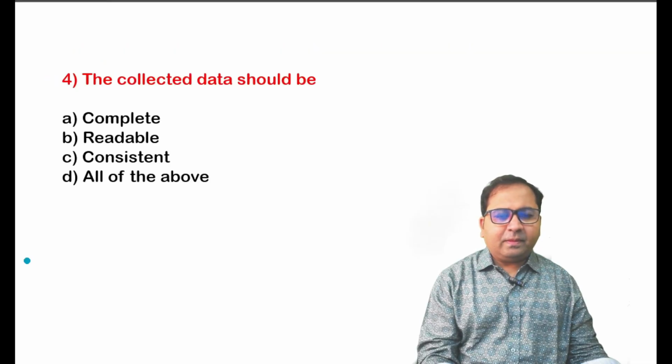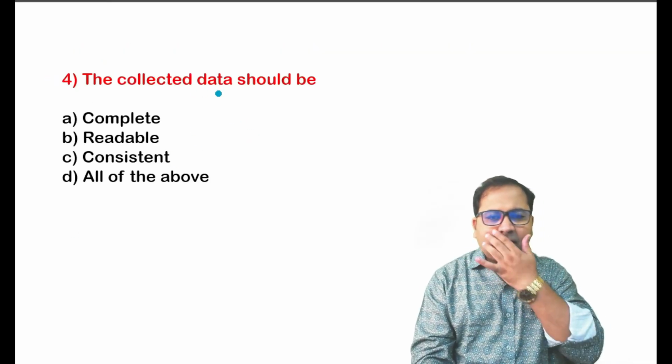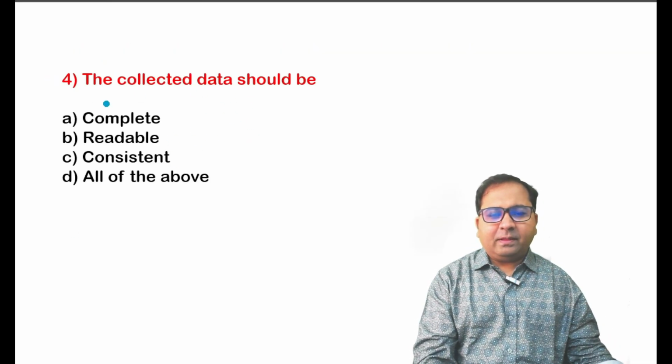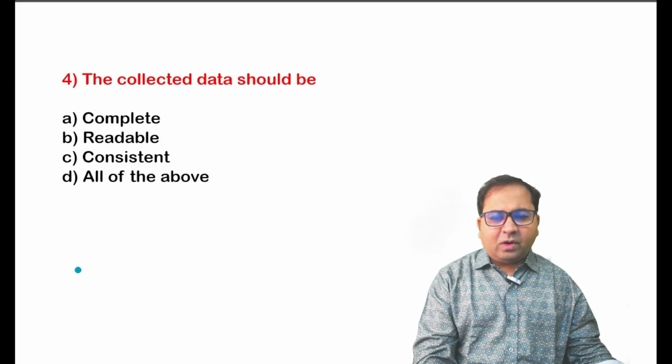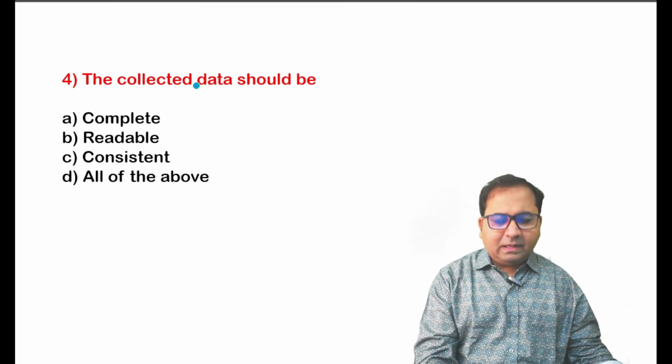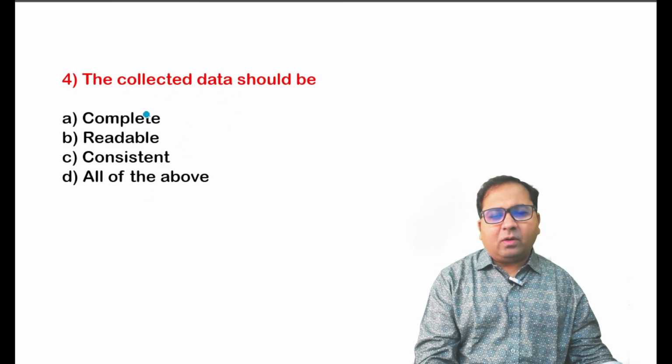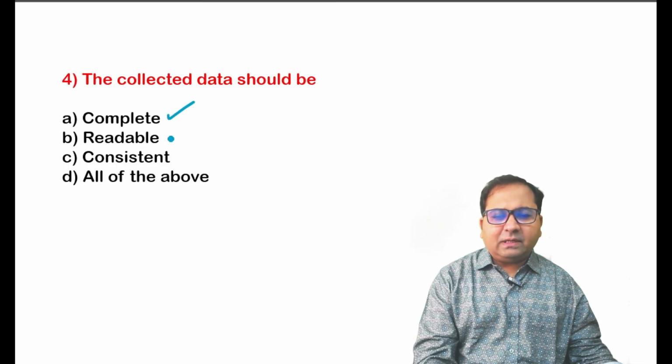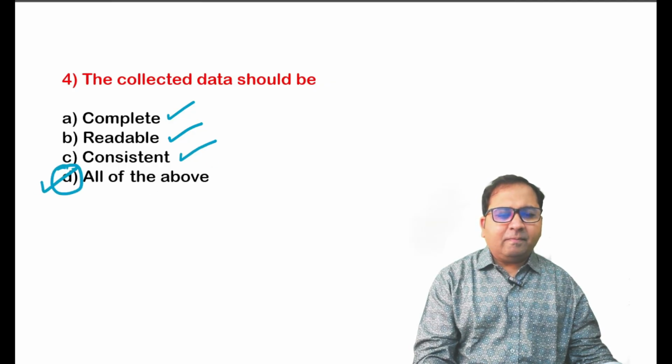Then, next question. The collected data should be what? A. Complete, B. Readable, C. Consistent, or D. All of the above. What should be in the collected data? In the collected data, all of the data should be complete. The handwriting should be in such a way that it is readable, then it should be consistent. So therefore, all of the above is the answer for this question.